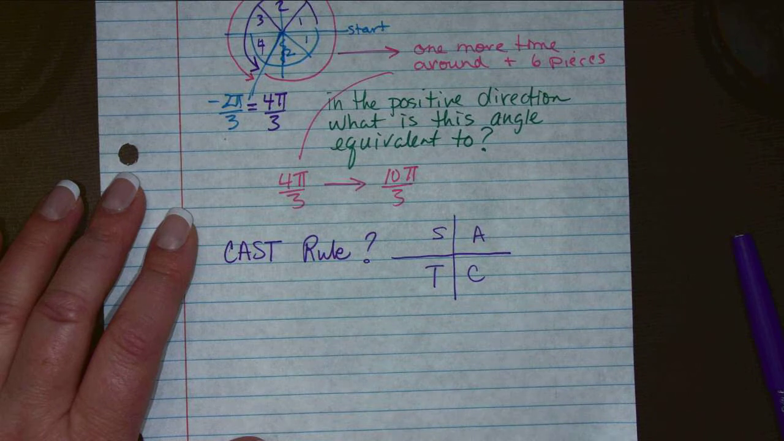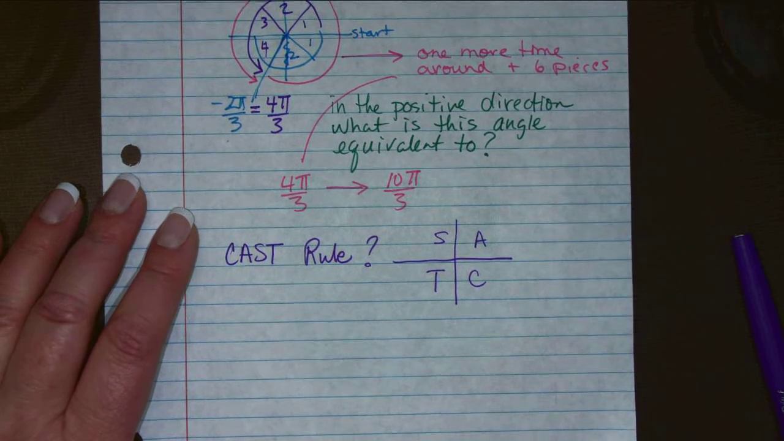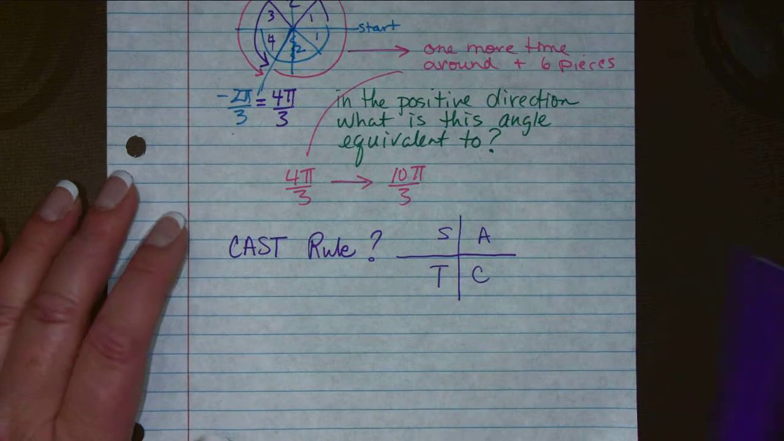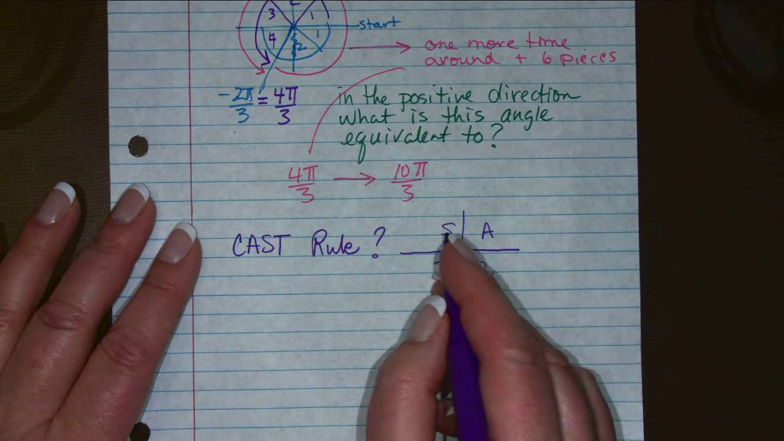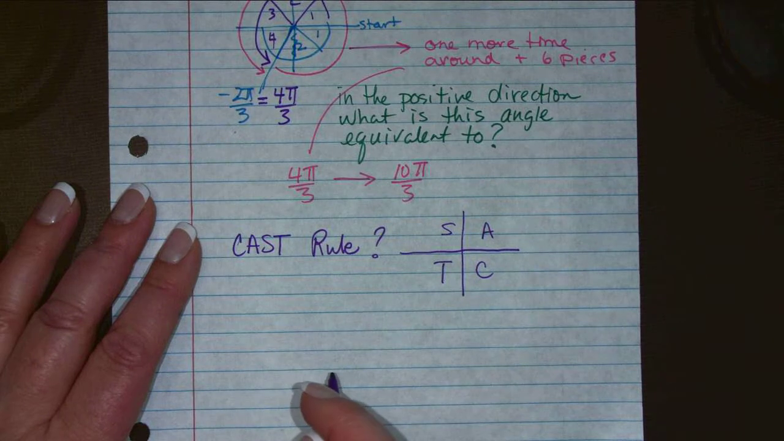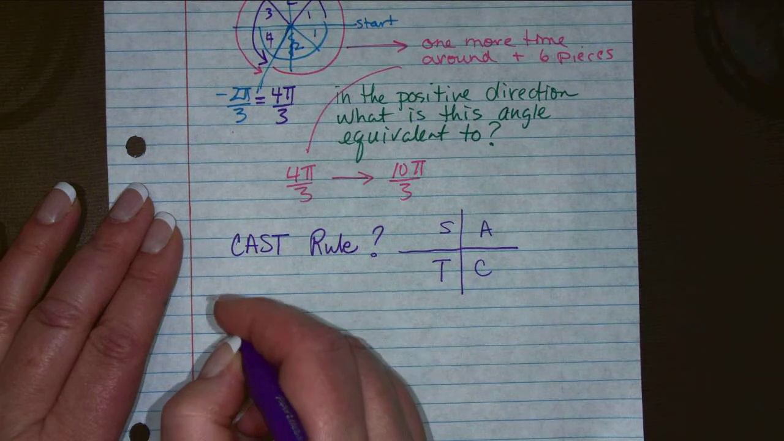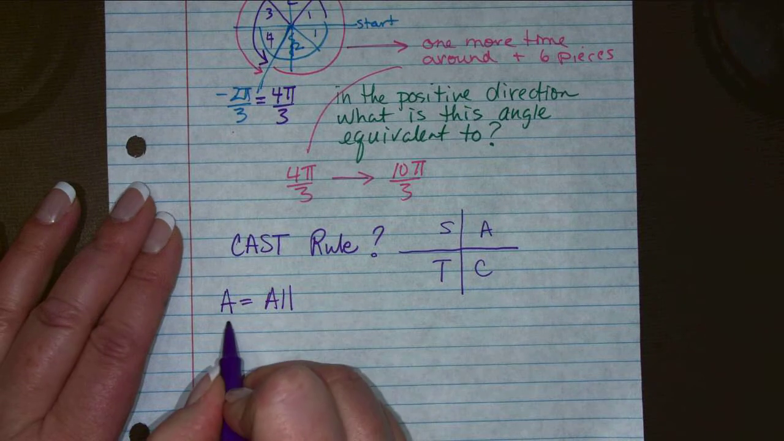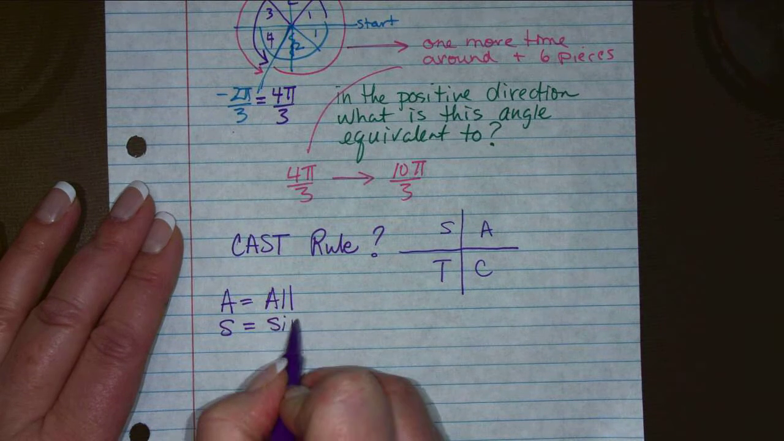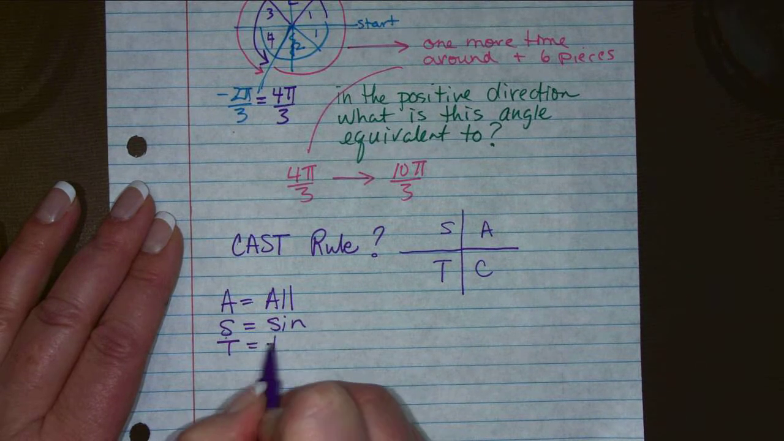But what do these stand for? Someone knows. What's your guess? C is cos, sine, tan. What's the A? All. Okay, so the A stands for all. So that's all, and the S is sine, the T is tan, and the C is cos.